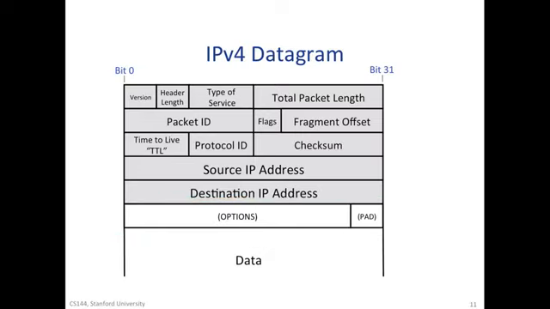Finally, the checksum is calculated over the entire header to try to make sure that if there are bit errors along the way, we'll catch them and prevent or at least minimize the chances that we'll accidentally deliver the packet to the wrong destination.